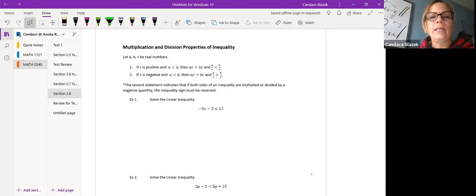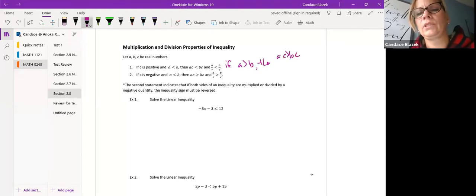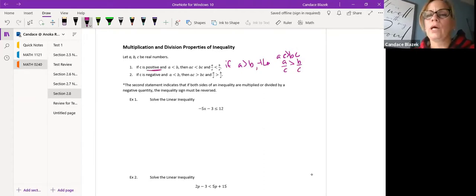So we're going to let A, B, and C be real numbers. If C is positive, okay, so it's very important that C is positive and A is less than B, then A times C is less than B times C, or A divided by C is less than B divided by C. Now this holds true that if A is greater than B, then A times C is greater than B times C, or A divided by C is greater than B divided by C.